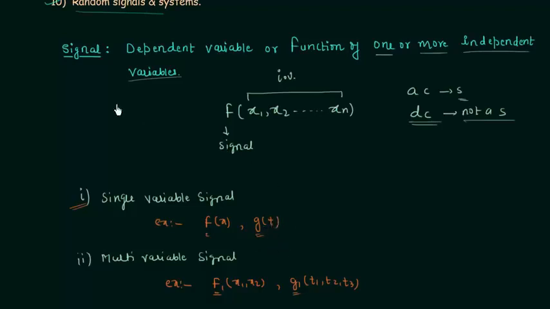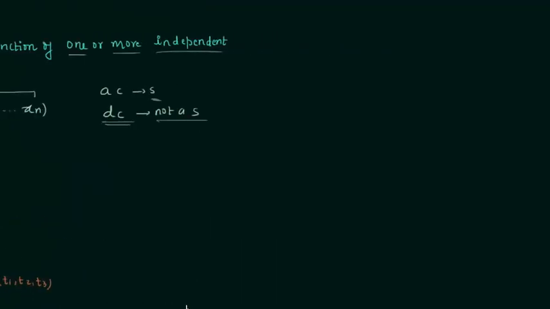So this is all you need to know about signals: the definition of signal, the difference between signal and DC values, and the classification of the signal based on the number of variables. Now I will explain what we mean by a system. The meaningful interconnection of physical devices and components is called a system.